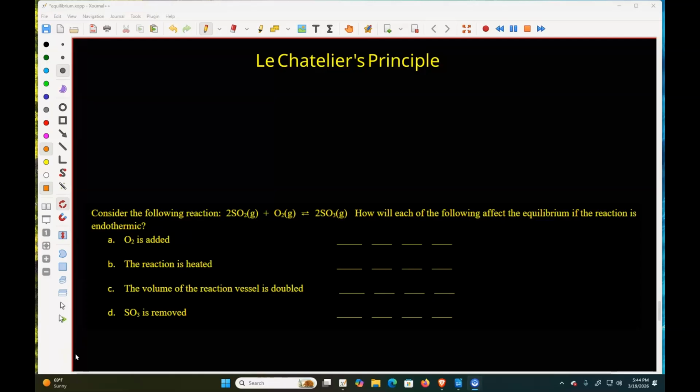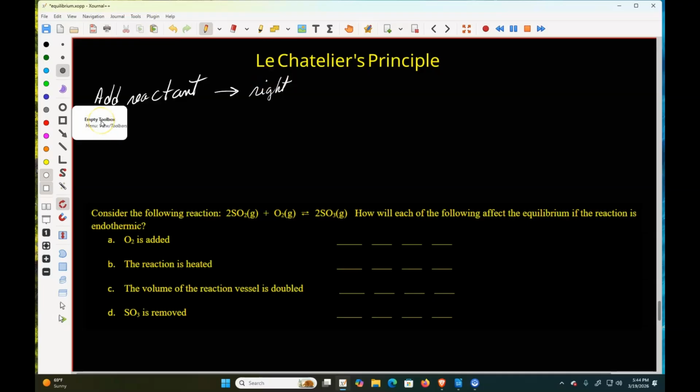Let's talk briefly about Le Chatelier's principle. This principle states that if a system at equilibrium is disturbed, it will shift to counteract that change that was applied to it. So if I were to add reactant, it's going to shift away from the reactant. So it's going to shift to the right. If I add products, it's going to shift to the left because it has to counteract that product that was added to it.